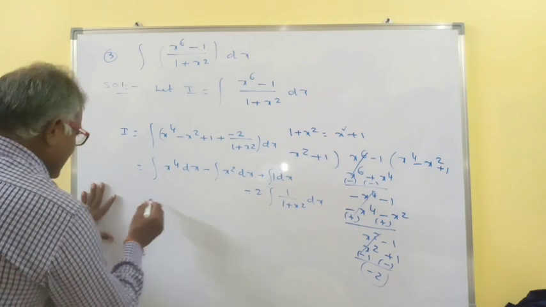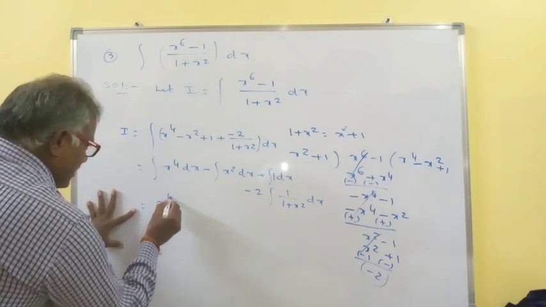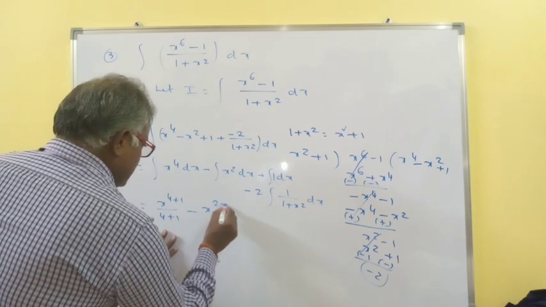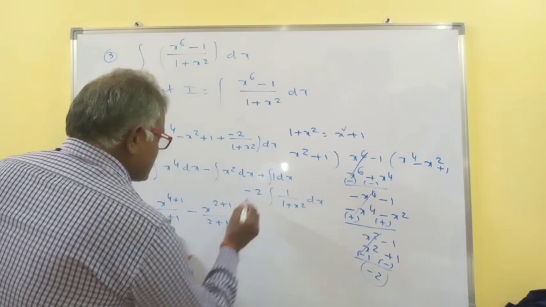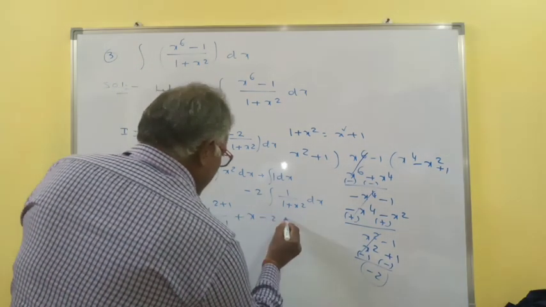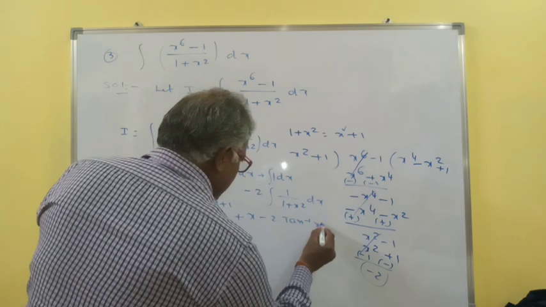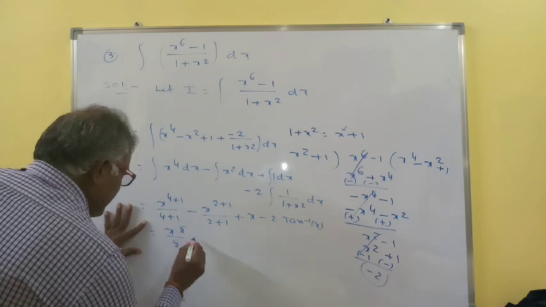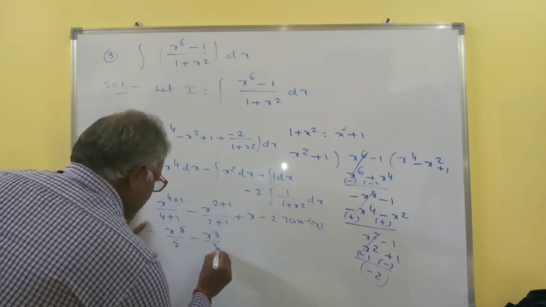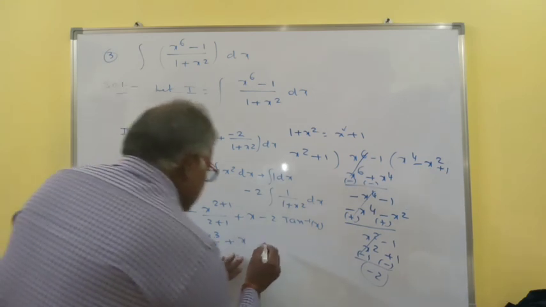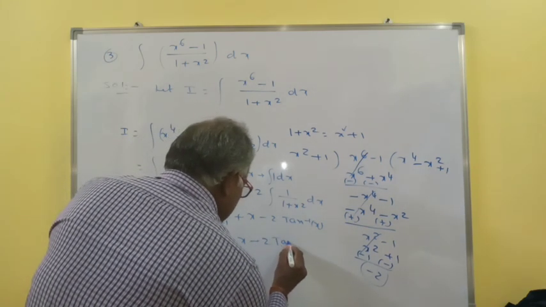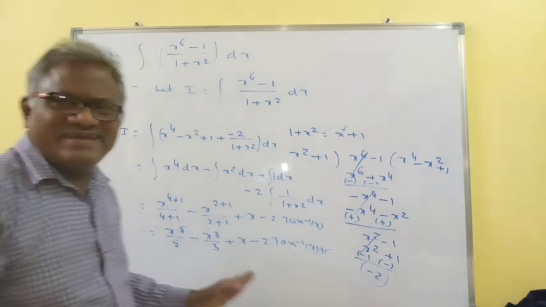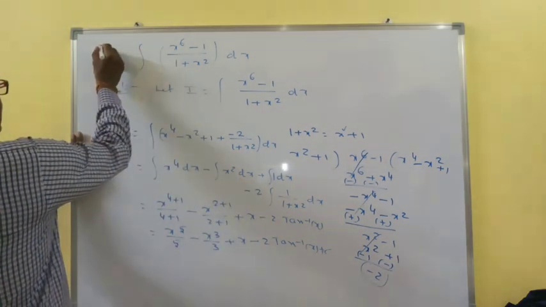Okay. Now integrate separately. Integral of x power n is x power n plus 1 by n plus 1. Again for x square, x power n plus 1 by n plus 1. Integral of 1 is x, and minus 2 into simply tan inverse x. So the final result is x power 5 by 5 minus x cube by 3 plus x minus 2 tan inverse x plus c. Okay. So very important problem.